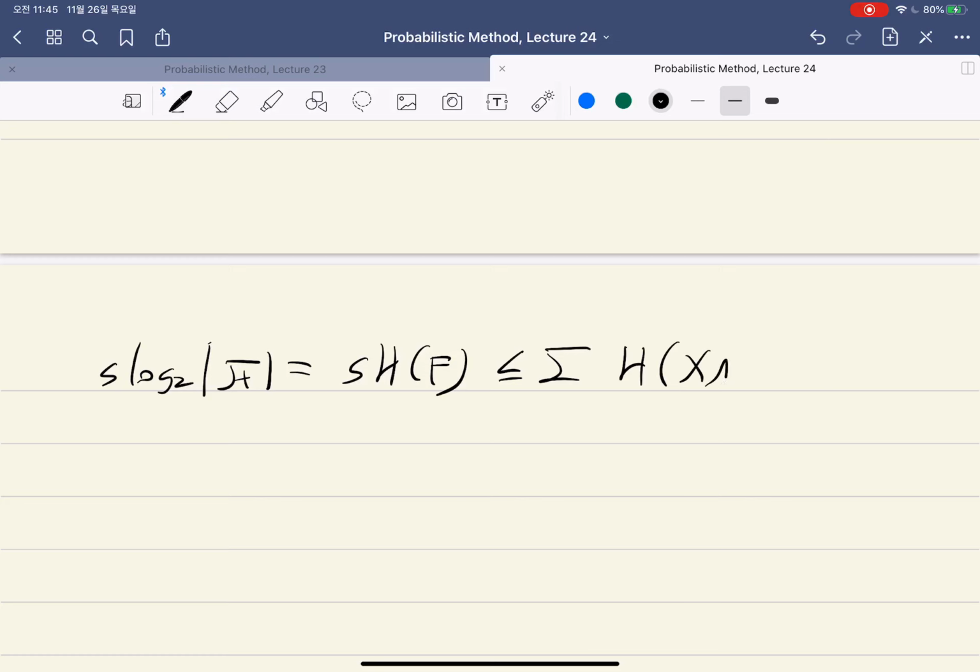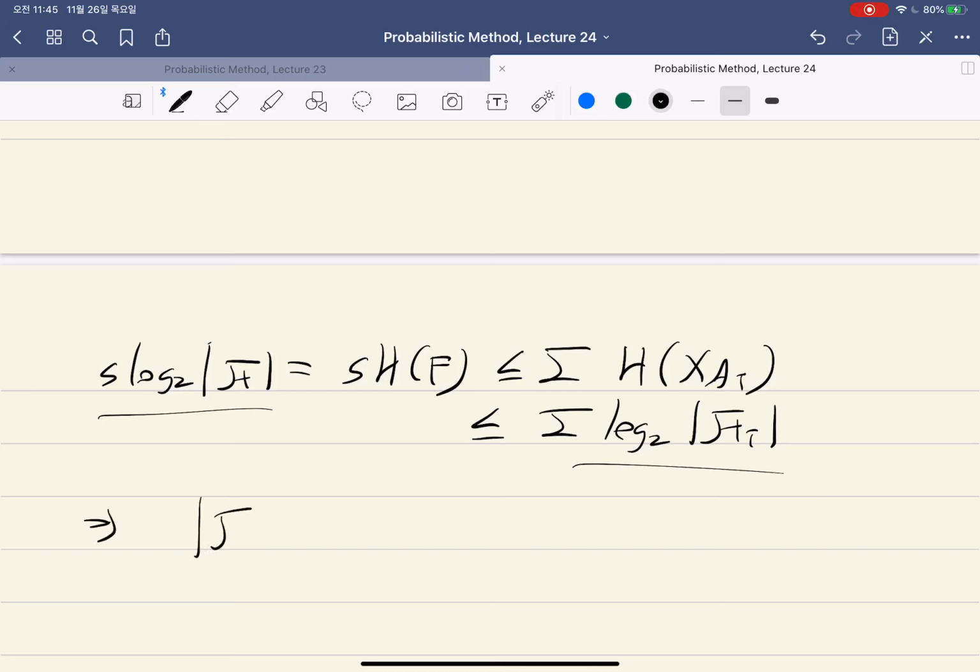This is nothing but this. And what's this entropy? We know that entropy is maximized when it is uniform. So this is at most the log of the size of F_i. So from this, what do we get? We get the conclusion.